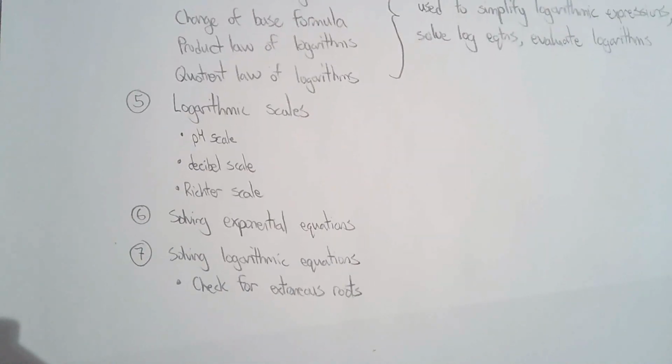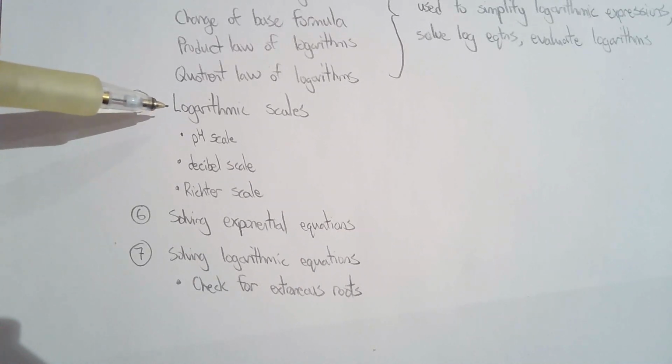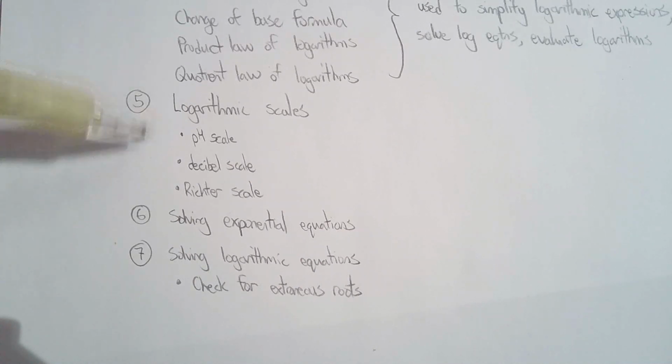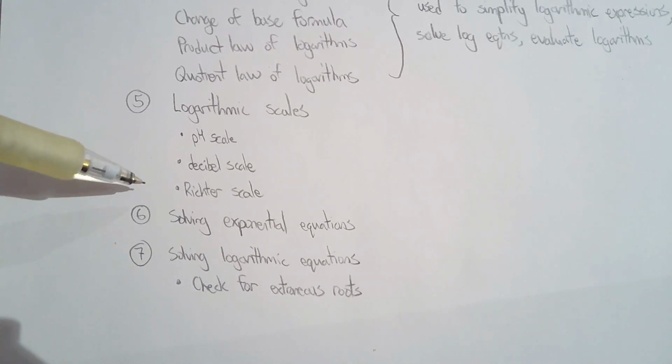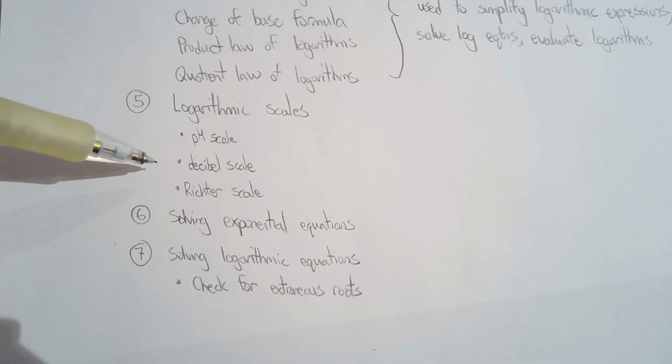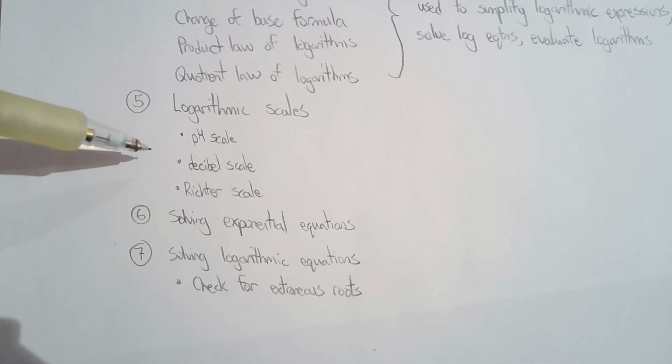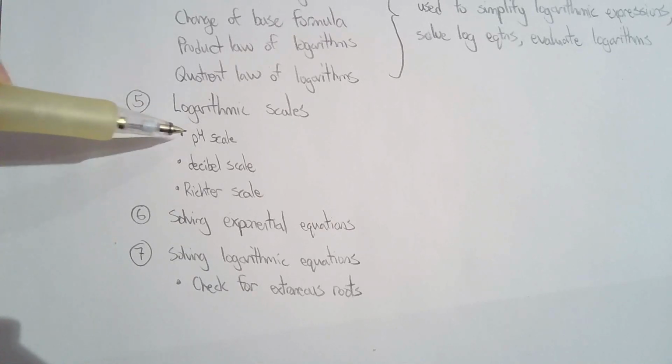So after you learn those algebraic tools, we talked about logarithmic scales. We did 3 scales in particular, but really you can talk about any logarithmic scale. And the idea is the same. You have values that vary over many orders of magnitude, and you want to be able to interpret them. So that's why you introduce a logarithmic scale. Some examples that we did were the pH scale, a decibel scale, and the Richter scale.